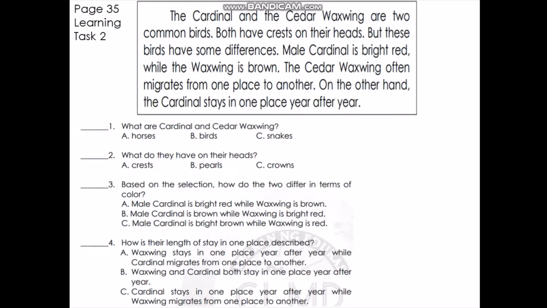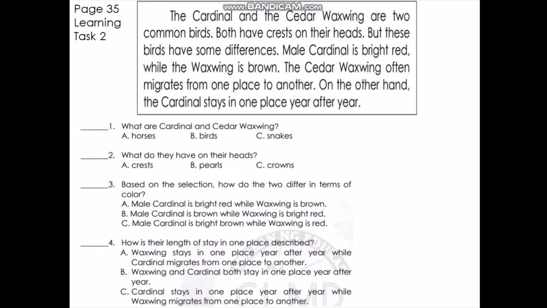Number 4. How is the length of stay in one place described? A. Waxwing stays in one place year after year while cardinal migrates from one place to another. B. Waxwing and cardinal both stay in one place year after year. Or letter C. Cardinal stays in one place year after year while waxwing migrates from one place to another. If you're not yet done, click the pause button. If you're done, click the play button.